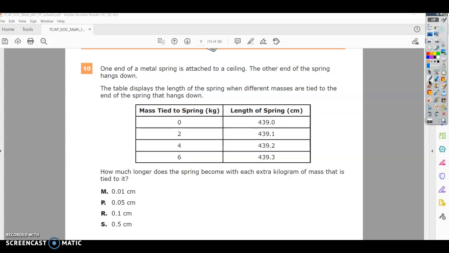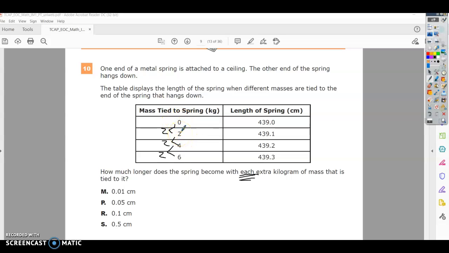All right, our table says the mass tied to the spring in kilograms and the length of the spring in centimeters. You can see that these go 0, 2, 4, 6, even numbers here. How much longer does the spring become with each extra kilogram of mass that is tied to it? Since this goes by twos, and this says each kilogram, which means by 1.